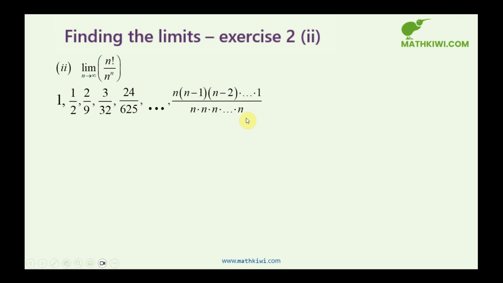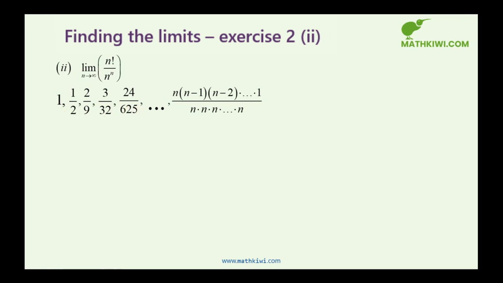In the numerator, we have n factorial, and in the denominator, n multiplied by itself n times, because n to the nth power is indeed that much. Take a look at the numbers that result from this sequence. First, it's 1, then a half, then a smaller 2/9, then much smaller 3/32, then very, very small 24 over 625.